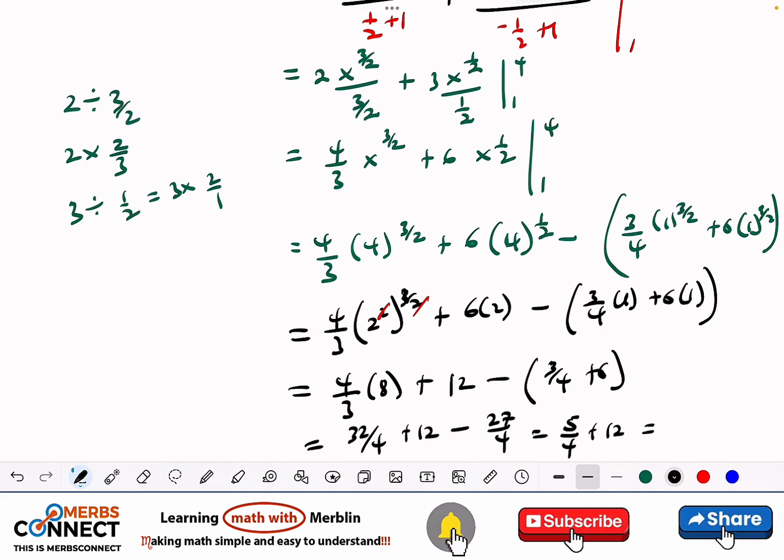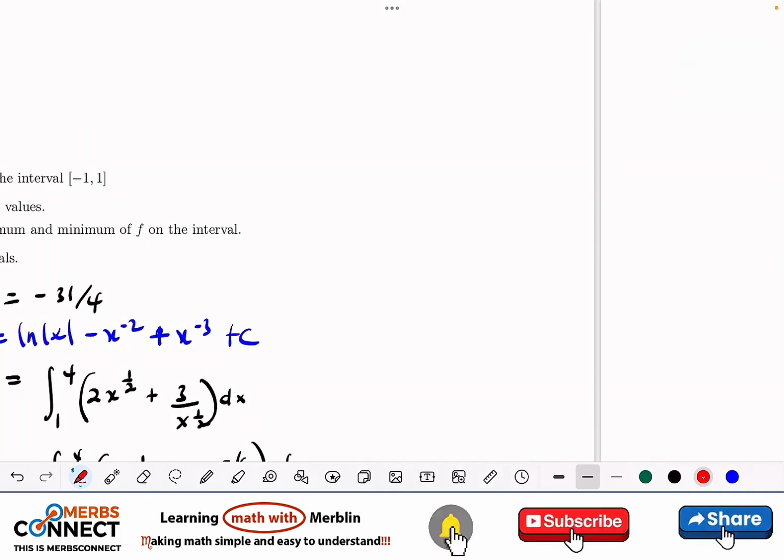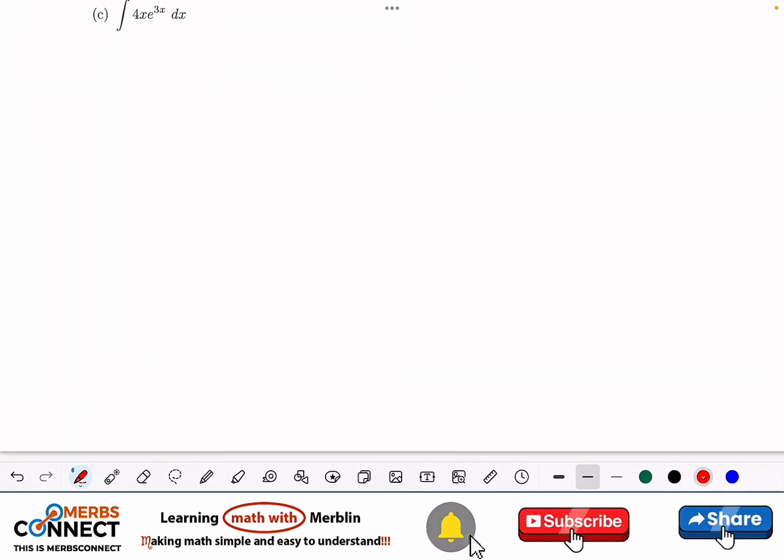Plus 12. Then now we can add. So 12 times 4, 8, 48. Good. So we are going to have 48 here. So this is going to give us 53 divided by 4. That's what we are going to get at the end of the day for the 4. Let's do the last one and then we are done.